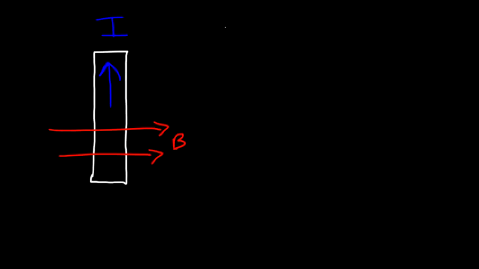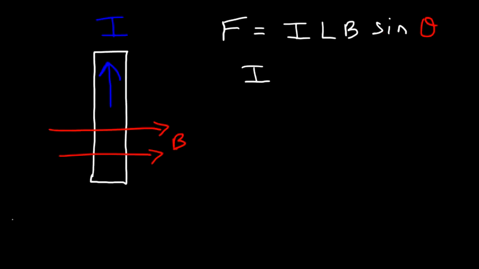You can calculate the strength of the magnetic force using this equation: F is equal to I L B sine theta. So the strength of the magnetic force is proportional to the current. If you increase the current, the magnetic force will increase.